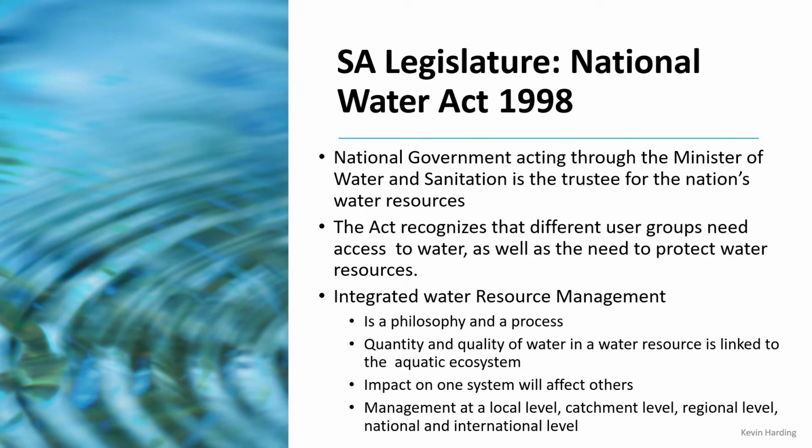In South Africa, there are 2 main pieces of legislation that are going to influence water. The first one is the National Water Act. National Act means that it comes from the highest levels of government, and in this instance it's through the Minister of Water and Sanitation.